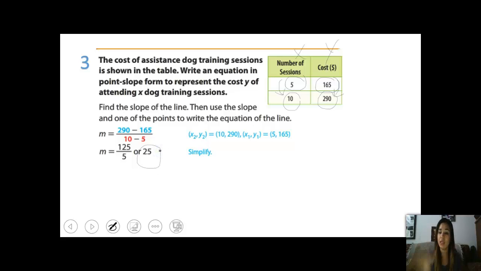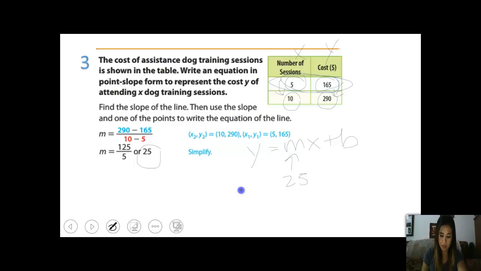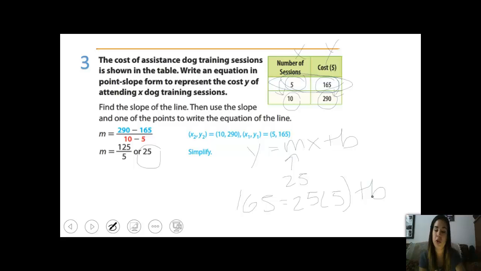Now, I'm going to use any of these 2 points to go ahead and find my equation. So I'm going to go ahead and plug it in. y equals mx plus b. I know the slope is 25, and I'm going to choose any point. I'm going to go ahead and just choose the top one just because it doesn't matter. I could have chosen either one. So I'm going to go ahead and get 165 is equal to 25 times 5 plus b. So you could go ahead and do that on your calculator. 25 times 5 is 125.